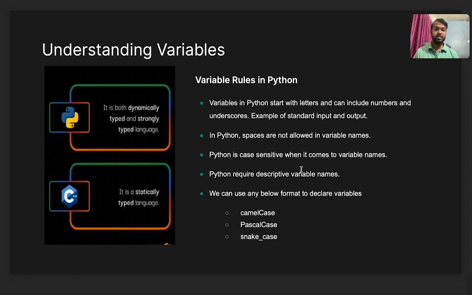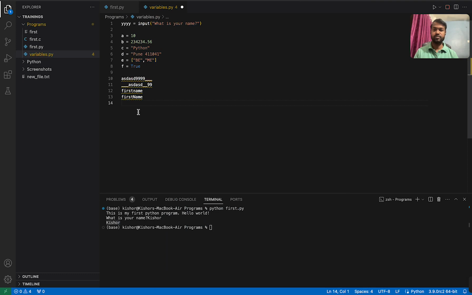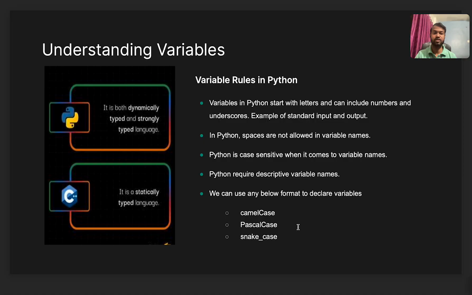Python requires descriptive variable names. Okay, we'll see that later. Then we can use any of the below formats to declare a variable: camel case, Pascal case, and snake case. When you have multiple words, like first name, where first is one word and name is a second word, and you want to declare a variable with first name, then you must follow at least one of these formats.